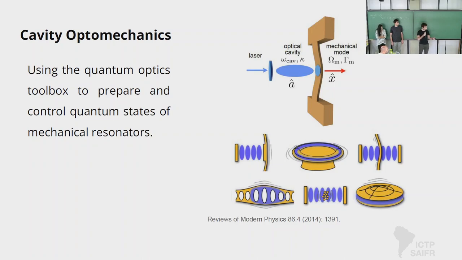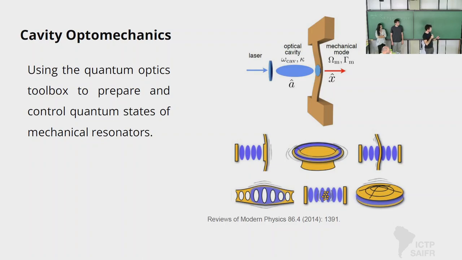In a model system, you have a Fabry-Perot cavity. You have a laser, and the radiation pressure of the laser couples to the oscillator. It changes the position of the mirror, and changing the position of the mirror of a cavity modifies its resonance frequency. So there is an interaction in which light modifies the position of the mechanics, and the mechanics modify the resonance frequency of an optical cavity.